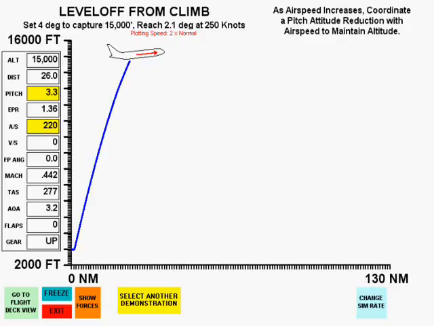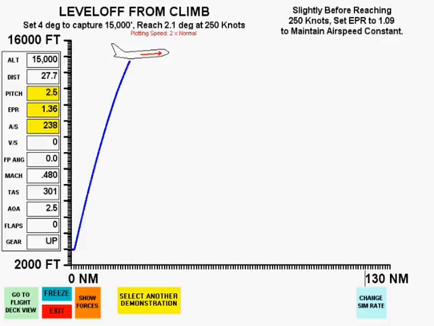Now that the altitude is captured, we must coordinate a pitch attitude decrease with increasing airspeed in order to maintain a constant altitude. As we approach 250 knots, we'll have to set the EPR to 1.09 in order to maintain a constant airspeed.